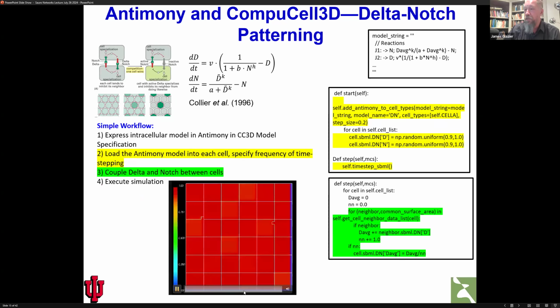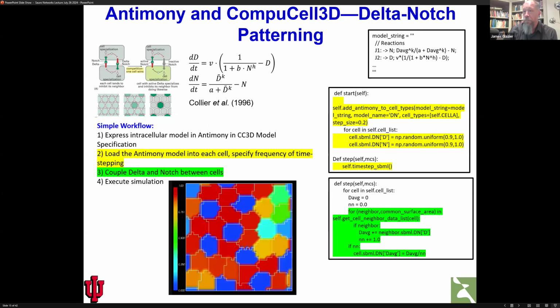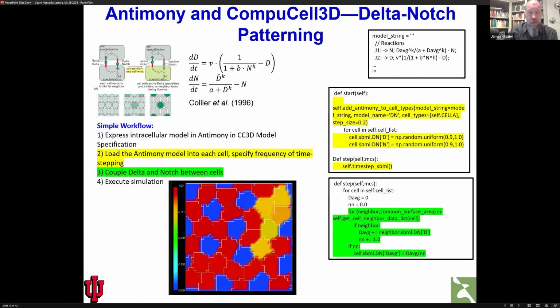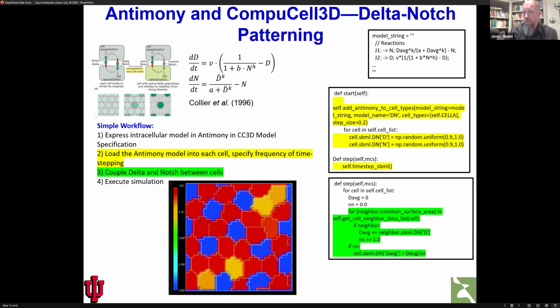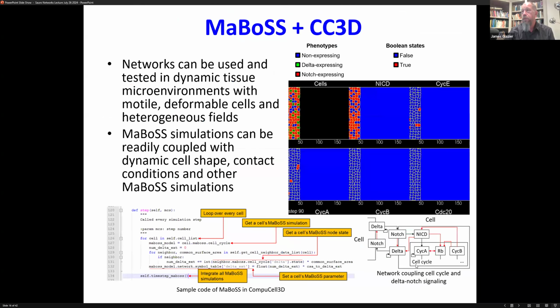This is what that simulation looks like. If you run it, you start with random initial conditions, and eventually some cells go high delta, some cells go high notch. There's competition, and eventually, depending on the geometry, you'll get a relatively stable pattern of high delta and low delta cells. I said I wouldn't show any code. There's some code hiding here. And I could come back and walk you through what that looks like. But it's pretty easy to specify models of this kind.